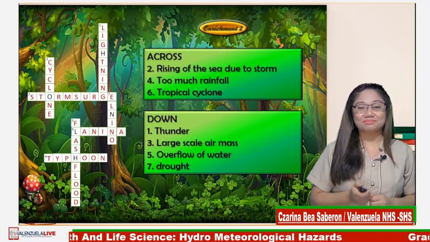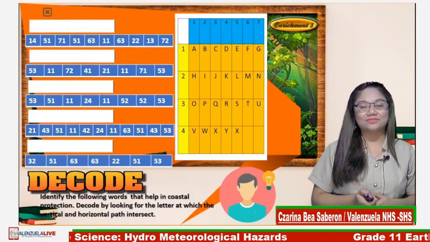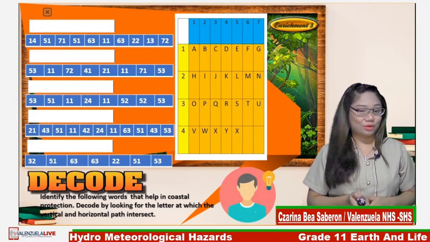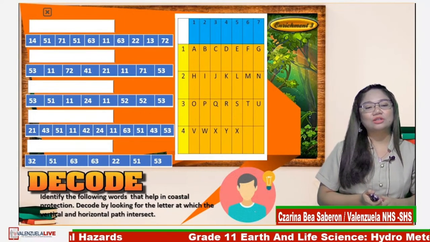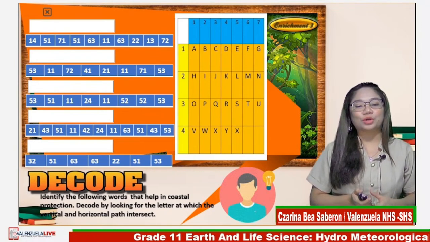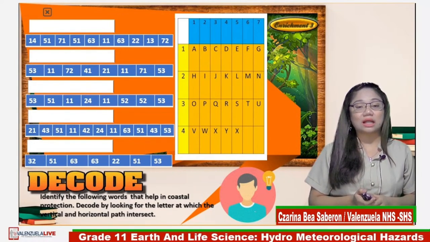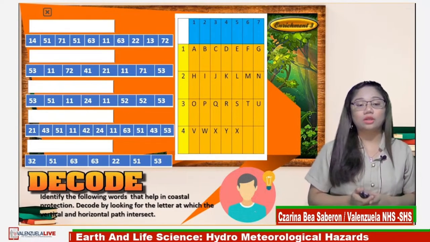Next, we have more activities, and this is Decoding version 2. Now, what you're going to do is identify the words that help in coastal protection. So how are you going to do that?